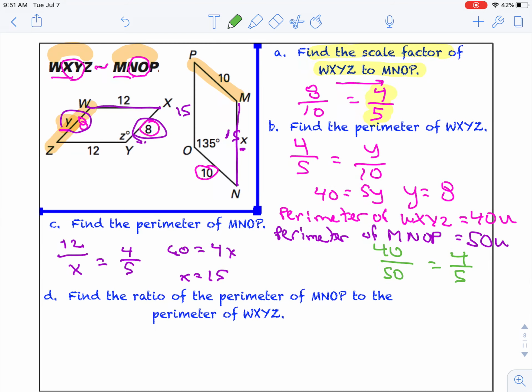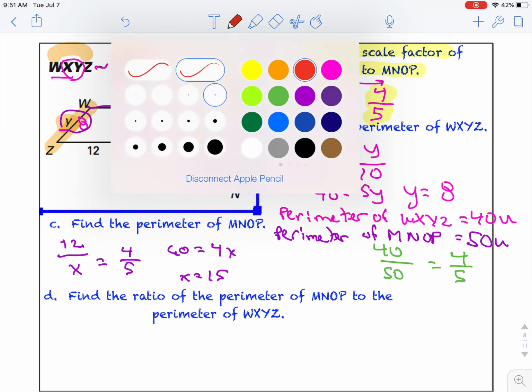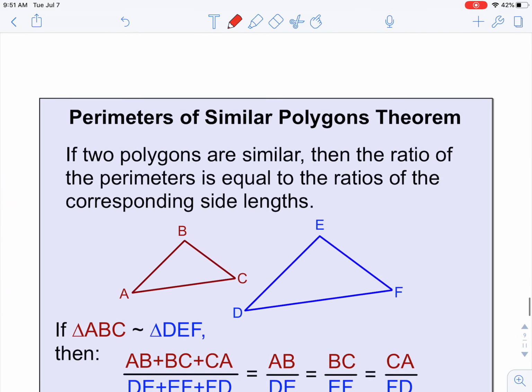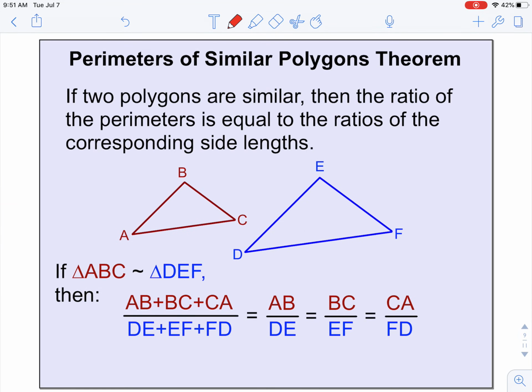Now the question below actually asks us to write the ratio of the perimeter of MNOP to WXYZ. So we would actually write it as 50 over 40, which is 5 to 4. So this is our perimeters of similar polygons theorem. It says if two polygons are similar, then the ratio of perimeters is equal to the ratio of the corresponding side lengths. So if we know the ratio of side lengths, then we also know the ratio of the perimeters.